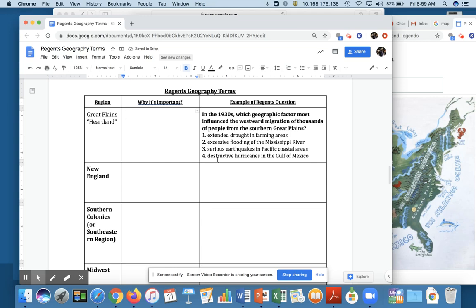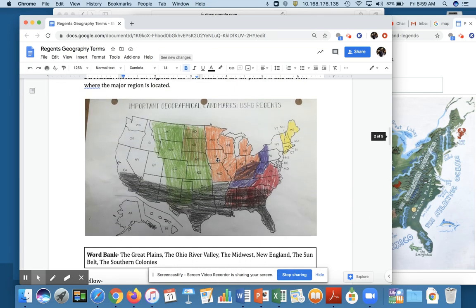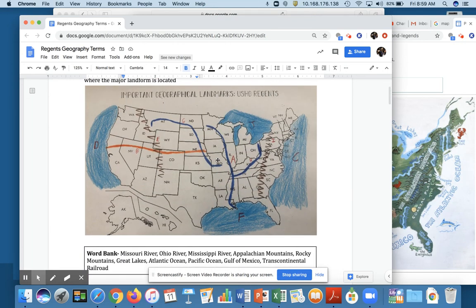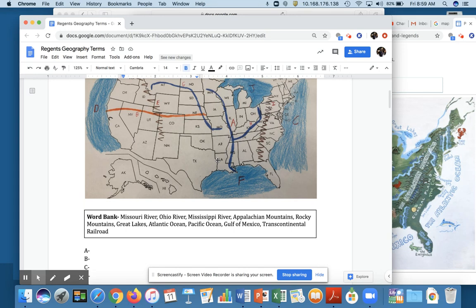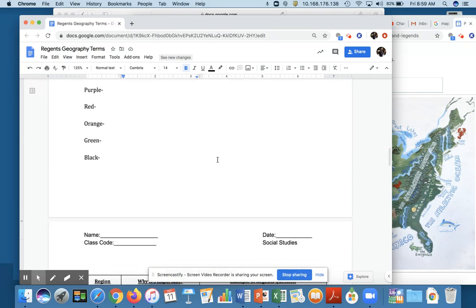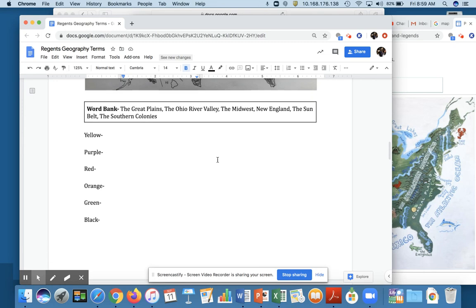Okay, ladies and gentlemen, hopefully at this point you have finished. Hopefully it didn't take you too long. It should have taken you like 10, 15 minutes if you were just staying focused, filling in the landmarks and the regions, landforms and regions in the United States. So hopefully you have a better sense of where everything is.